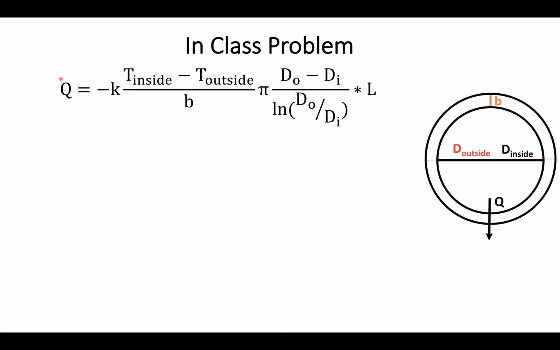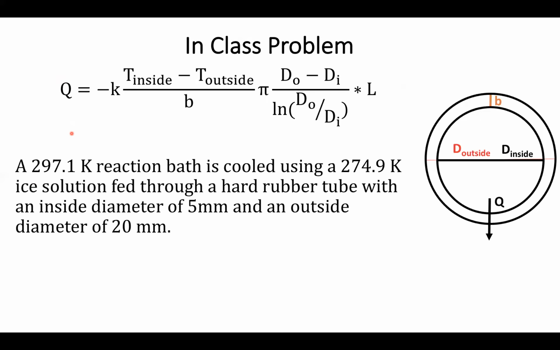Now, let's try and work an example problem, because this is kind of a lot of information to work with. So let's say I'm going to try to cool a solution by feeding an ice solution through a hard rubber tube with an inner diameter of 5 millimeters and an outside diameter of 20 millimeters. So essentially what I have is a cooling tube running through a reaction bath that's about 25 degrees warmer.